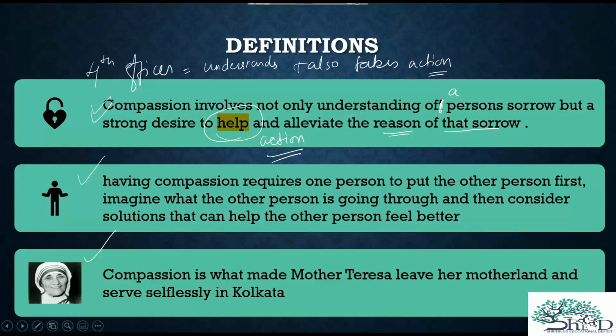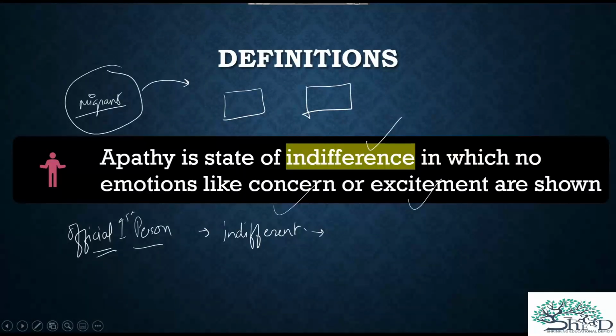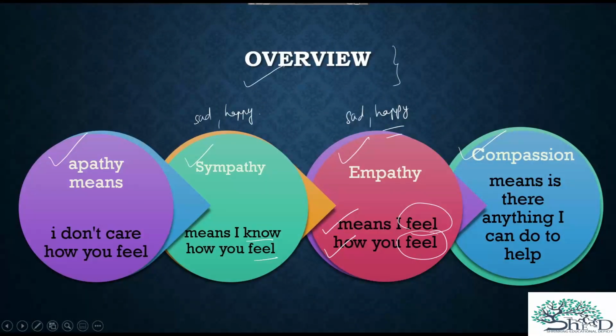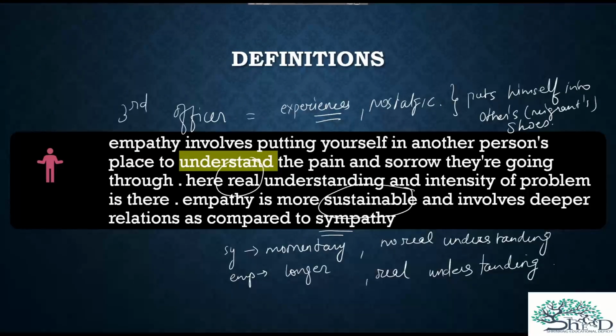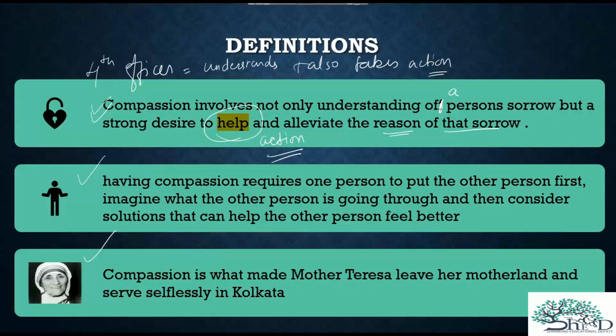So please understand this. In apathy there is indifference. You don't care how the other person feels. In sympathy you know how the other person feels. You are still not able to feel that, but in empathy you feel what the other person is feeling, and in compassion you feel what the other person is feeling and you do something to help. So I hope you have understood clearly the difference between these four.